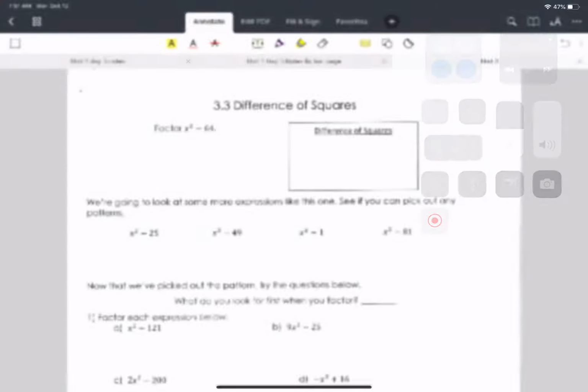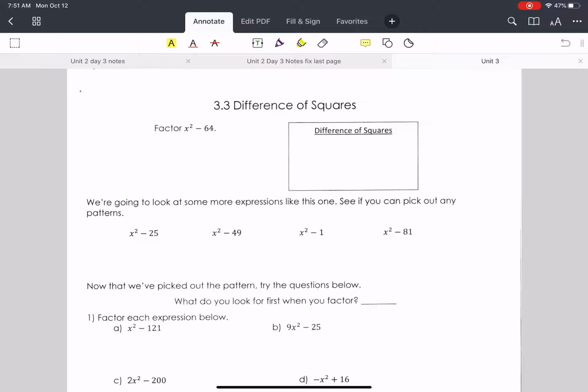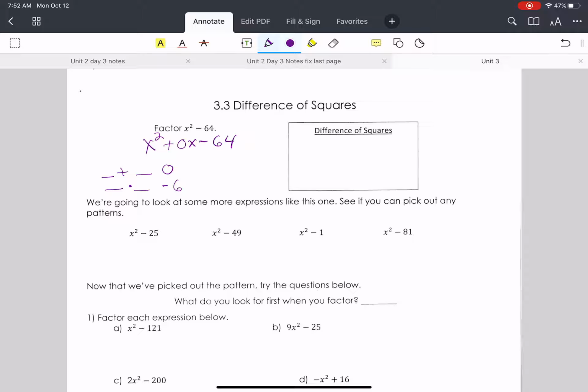Okay, so let's start by factoring this first one how we would normally. Now, normally when we factor, we have three pieces, right? So the three pieces are still here. It's just that the middle piece is 0. So when we do our little puzzle, we're trying to find two numbers that add to 0 but multiply to negative 64.